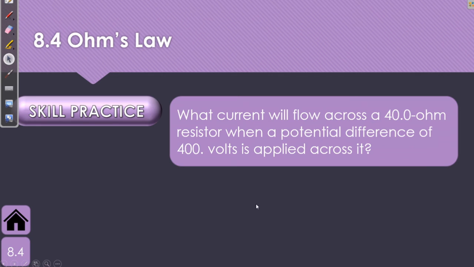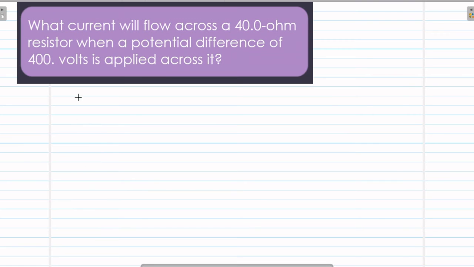So we have a couple of skill practice questions to finish up this unit, and let's go ahead and take a look at these. First up, what current will flow across a 40 ohm resistor when a potential difference of 400 volts is applied across it? This is a simple little plug and chug problem using Ohm's law.